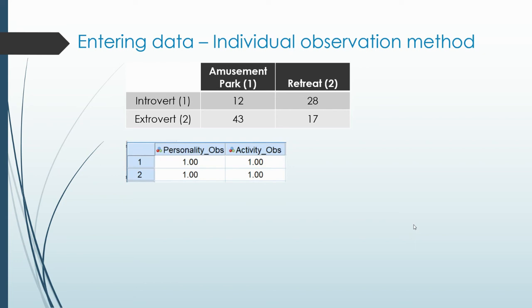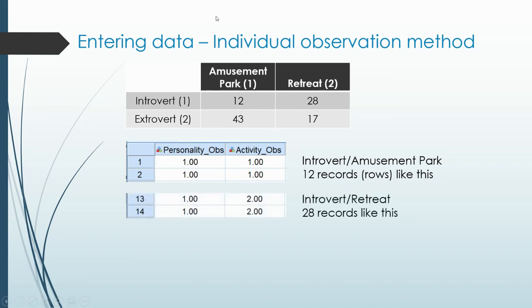Okay, so instead of putting the frequencies for each group, you can have individual observations. So here's the first person. All right, there's person number 1, and they said that they were introverted and they wanted to go to the amusement park. Here's person 2. They're also introverted and wanted to go to the amusement park. All right, so you might have a number of them. We would have 12 people like that. If these are the data here, we would see 12 records that look just like these 2.